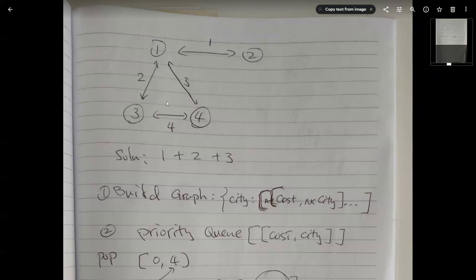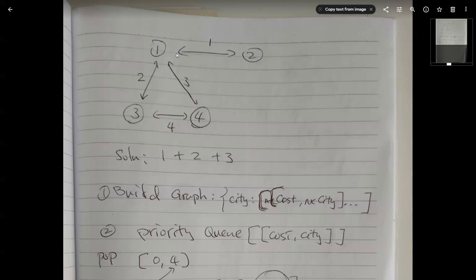Consider this example, which is actually one of the test cases. We have cities 1, 2, 3, and 4. City 2 has only one connection, which connects to city 1, and cities 1, 3, and 4 are interconnected. The solution is 6, which is the minimum cost.